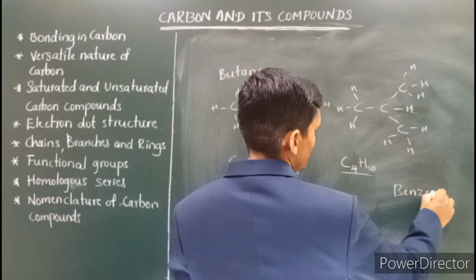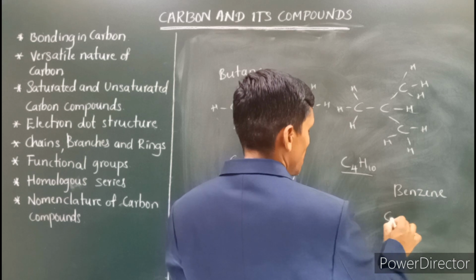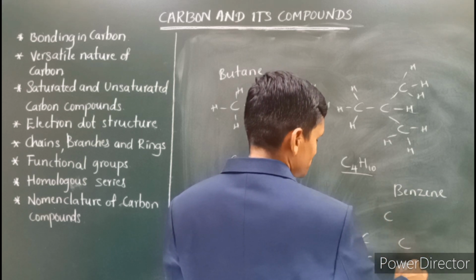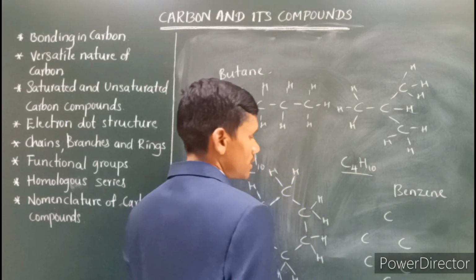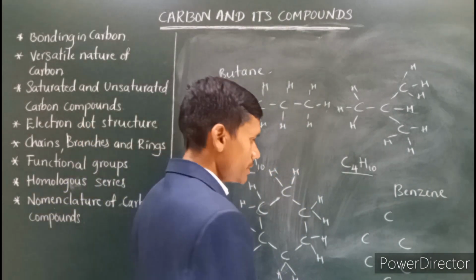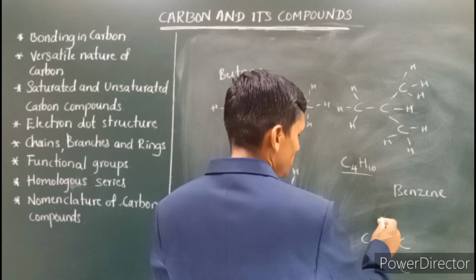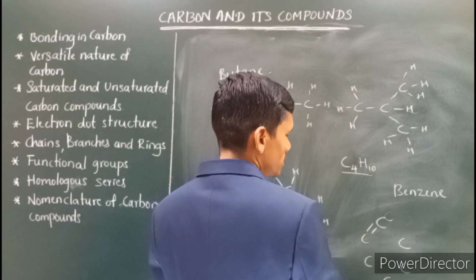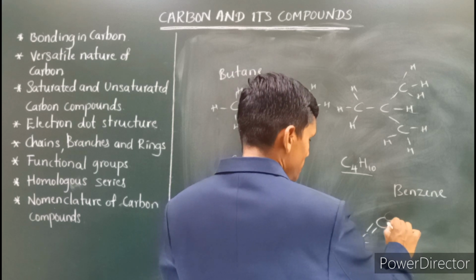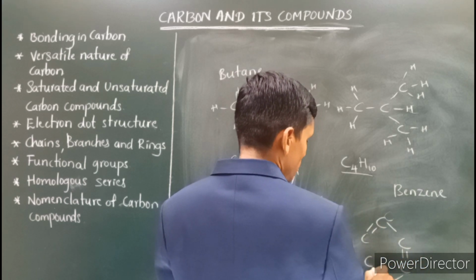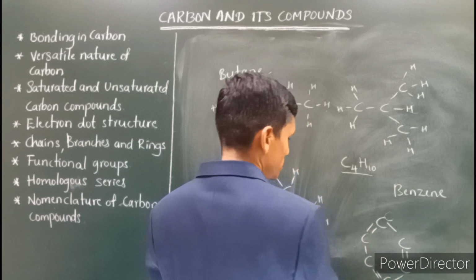What is the structure of benzene? Here carbon, here benzene means there must be double bonds. That double bond we need to show here. If you show a double bond here, here there will be a single bond. Here double bond, single, double bond, single bond.